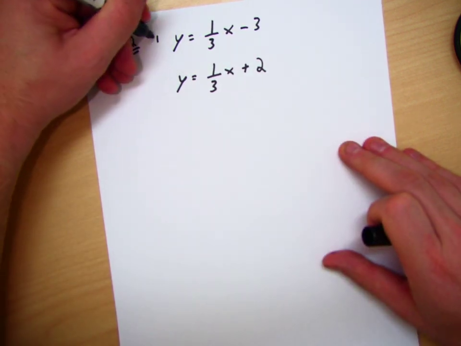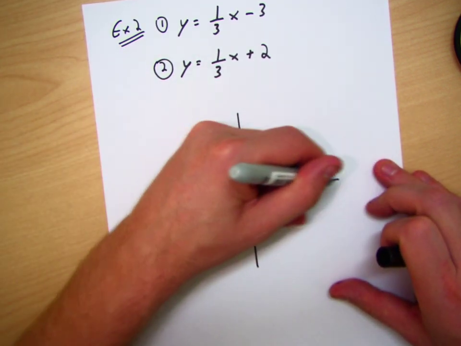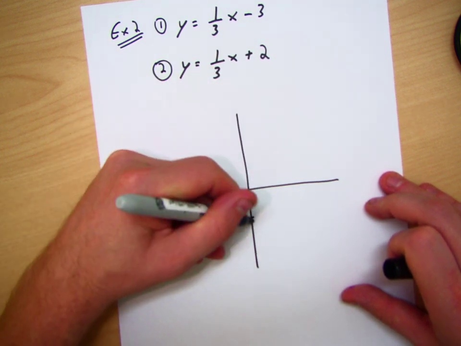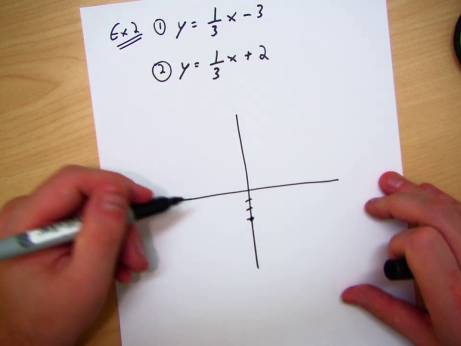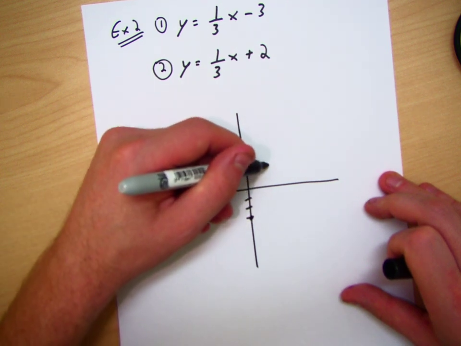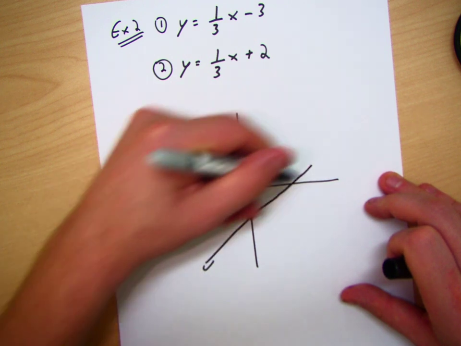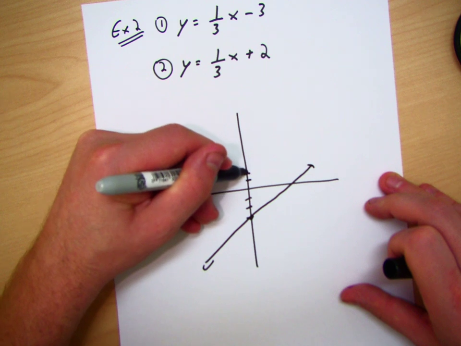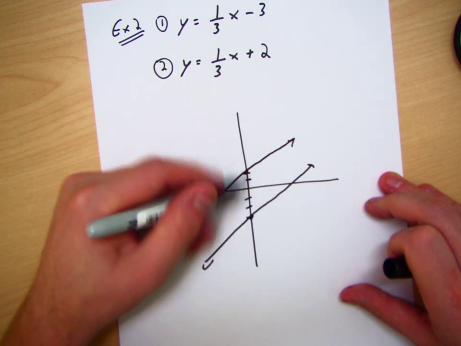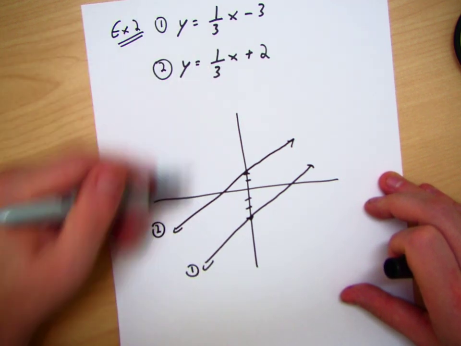Now I'm going to call this line 1 and this one line 2 just to illustrate a point here. Let me sketch this real quickly for you. This one goes through the point negative 3, and it's going to have a slope of positive 1/3, so it may look something like this. Again, this is just my quick sketch. The other one goes through 2, and it has a similar slope. So here's line 2, there's line 1, according to my diagram.